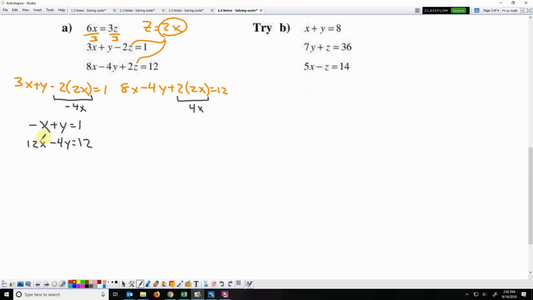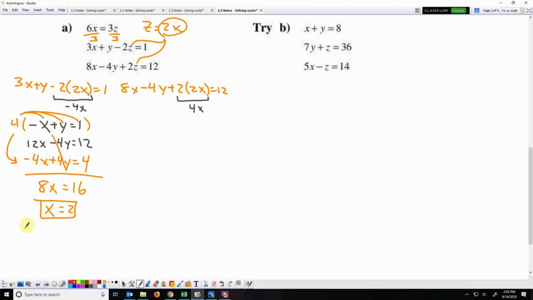So I want to eliminate those y's. So I'm going to multiply this one by 4. And I'll rewrite it down here. Negative 4x plus 4y equals 4. So I've distributed all across that equation. 12 minus 4 is 8, so I've got 8x. Negative 4 and positive 4 cancel. 12 plus 4 is 16. So I divide both sides by 8, and I get x equals 2.